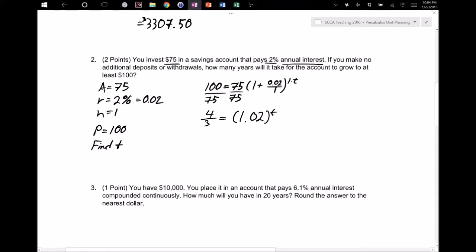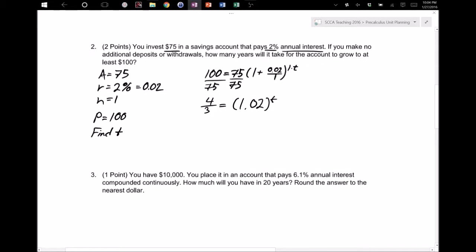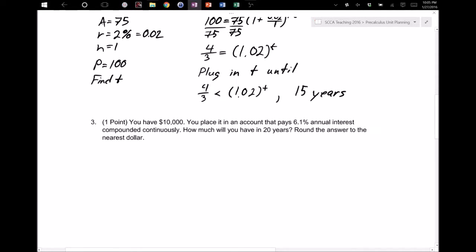So at this point, I just need to plug in numbers until I have a number greater than 4/3. So plug in T until 4/3 is just less than 1.02 to the T. And if you check, 15 years is the answer. So basically you got 1 point if you set it up and 1 point if you found it. Or also a point instead if you described the process.